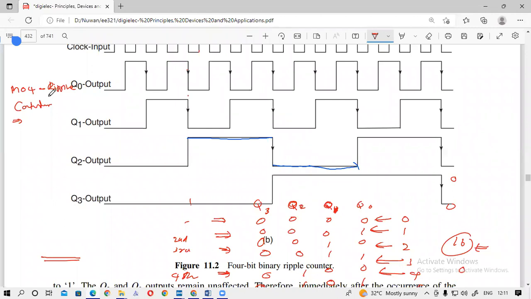Can anyone give the answer? If you use a mod 4 ripple counter, that means there should be four flip-flops, and also there is a propagation delay. Which one is affected by this propagation delay the most? The first flip-flop, second flip-flop, third flip-flop, or fourth flip-flop? Please tell me the answer.